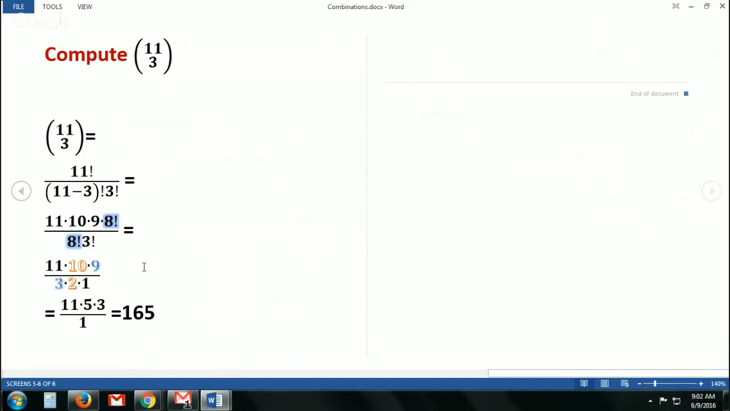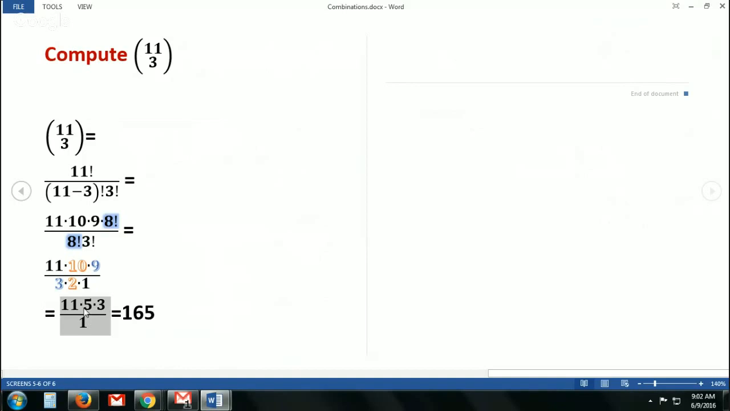There are some things here that will match up as well. The 10 and the 2 can cancel out, leaving me a 5. The 9 and the 3 can cancel out, leaving me a 3 on the top. So I'm left here after all of my simplifying with 11 times 5 times 3 on the top and just a 1 on the bottom.